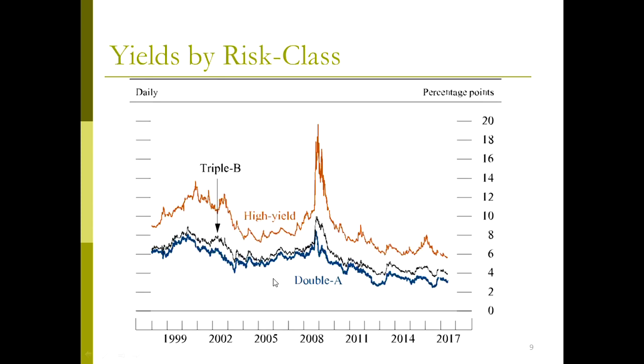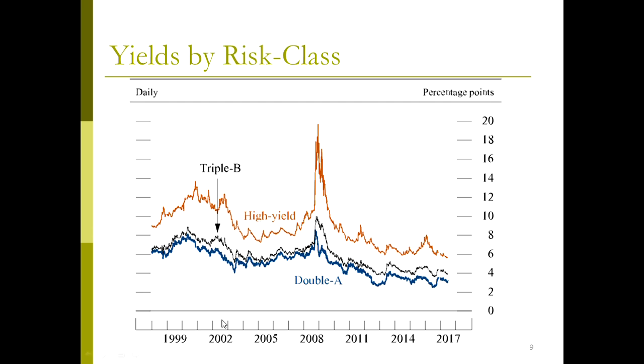Okay. Why is the rating so important? Because the safer the bond, the lower the yield. The lower the rating, like triple C, which is a very low rating, the risk is very high. The default risk is very high. You have to offer a higher yield to investors to attract investment.